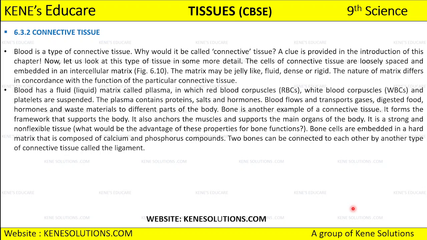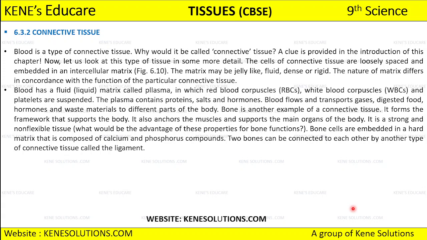Now the next type of tissue that we have is called the connective tissue. क्या है next type? Connective tissue. Now blood is a type of connective tissue, and why do we call this a connective tissue? A clue is provided in the introduction of this chapter only. आपने जब मैंने ये लेसन स्टार्ट किया, there only a clue has been provided why blood is called a connective tissue.